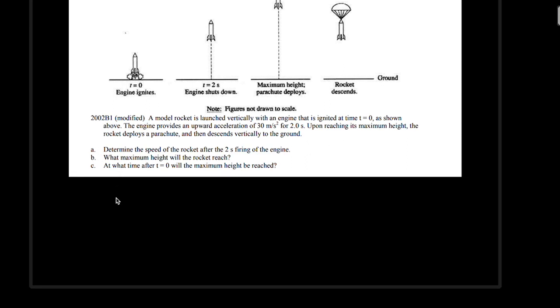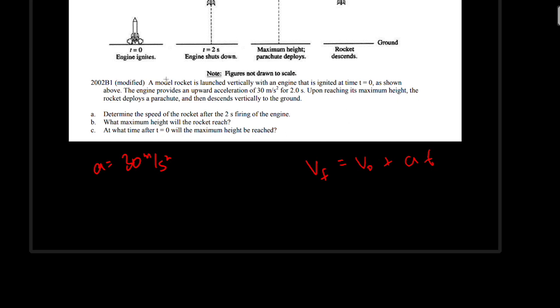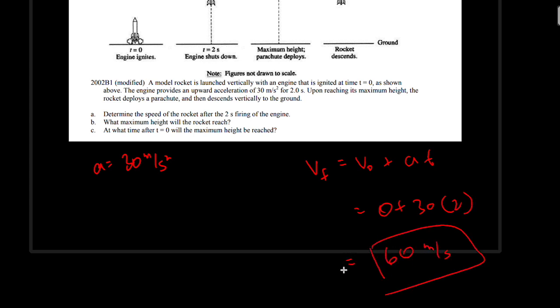Okay, so we know that our acceleration is going to be equal to 30 meters per second squared. We want to find the speed of the rocket after 2 seconds. Well, we can use the kinematic equation V final is equal to V initial plus acceleration times time. In this case, it starts at rest, so V naught, or V initial, is equal to 0. So it's just going to be 0 plus the acceleration we know is 30, and the time is 2. So we have 60 meters per second. That's part A.